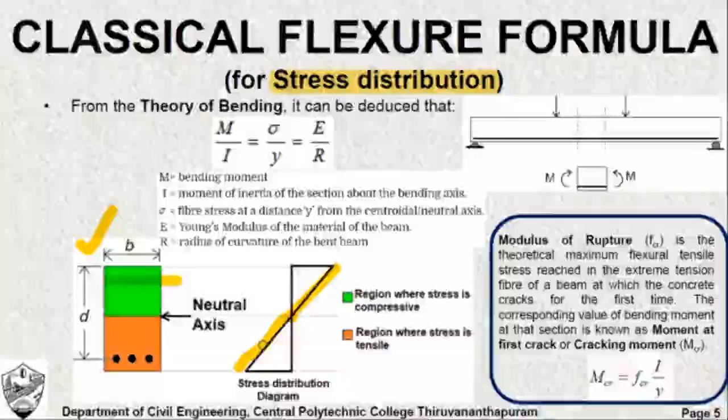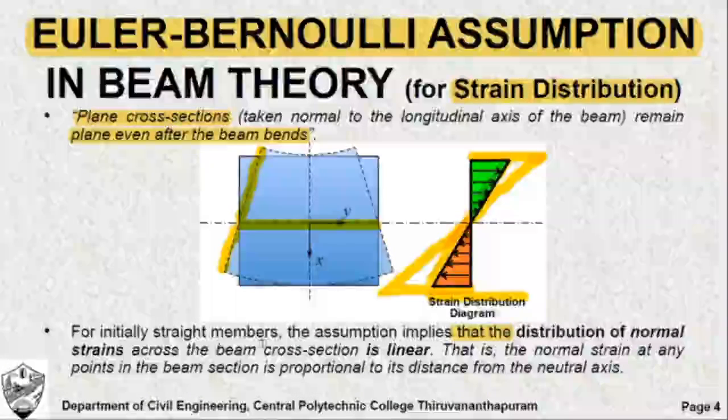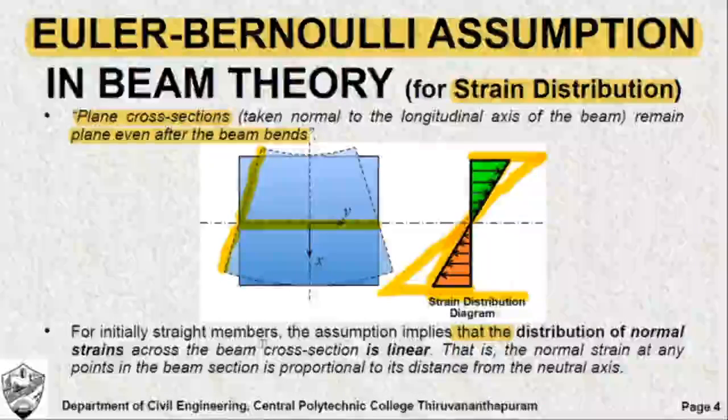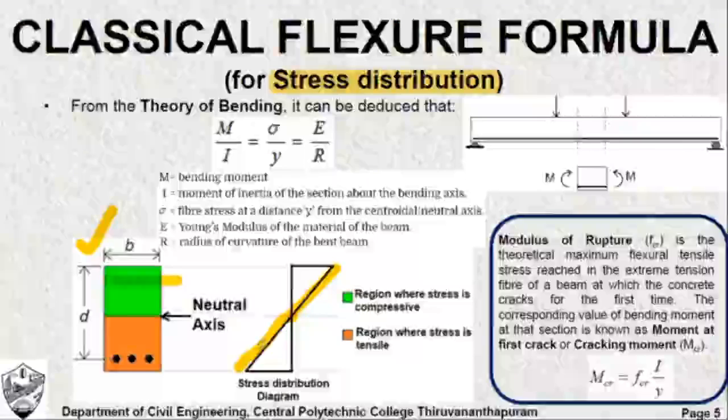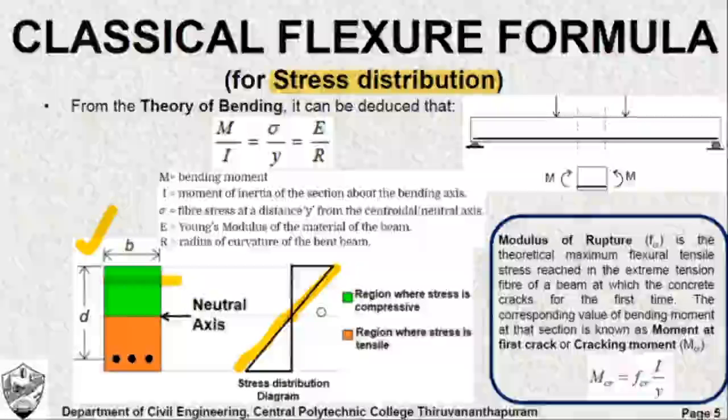But in case of strain distribution, we said whatever be the loading condition, the strain distribution is always a straight line. But in case of stress distribution, it is not so. The stress distribution diagram is a straight line only when the stress is within the elastic limit. Now from this figure it is very clear that the stress is maximum at the extreme fibers, at the compression side as well as on the tension side.